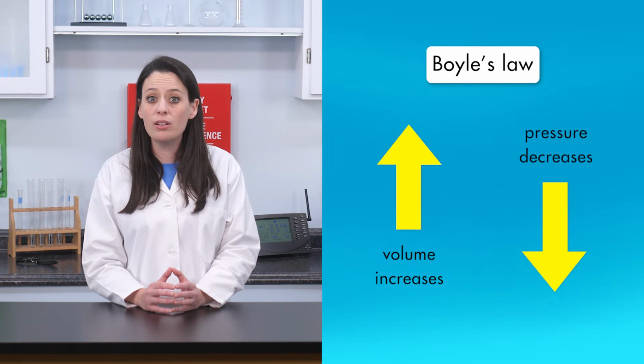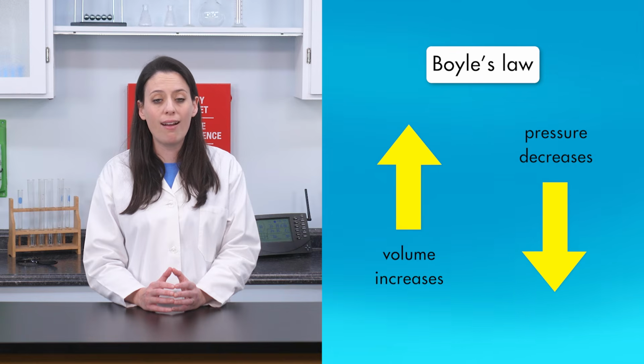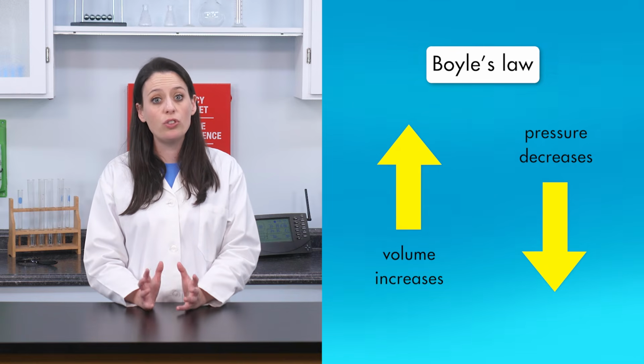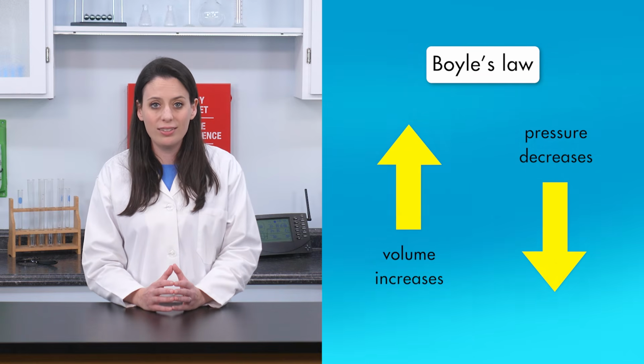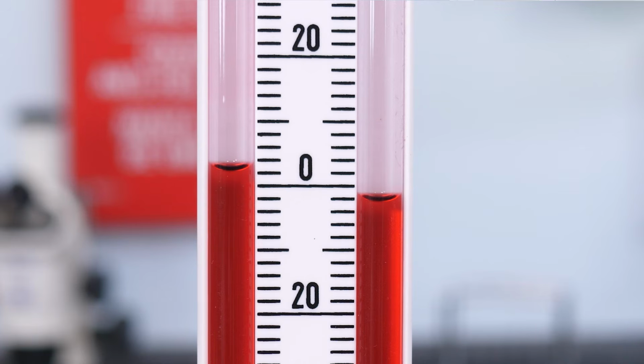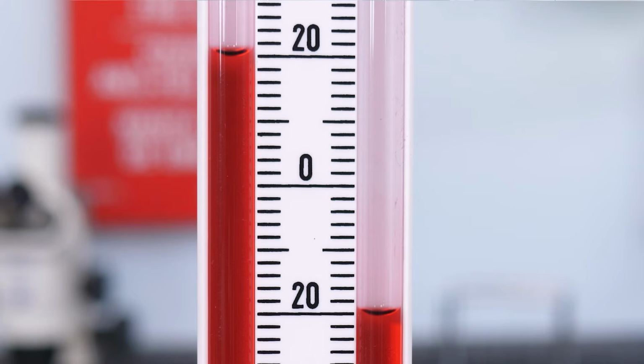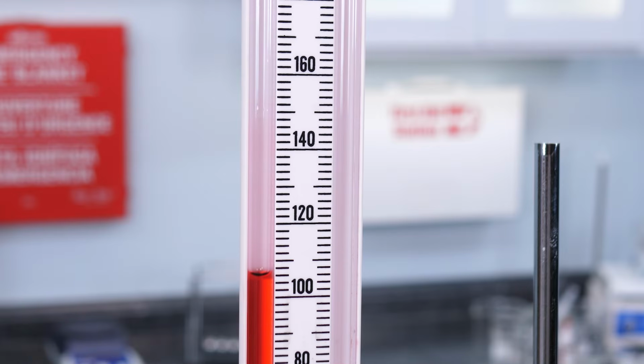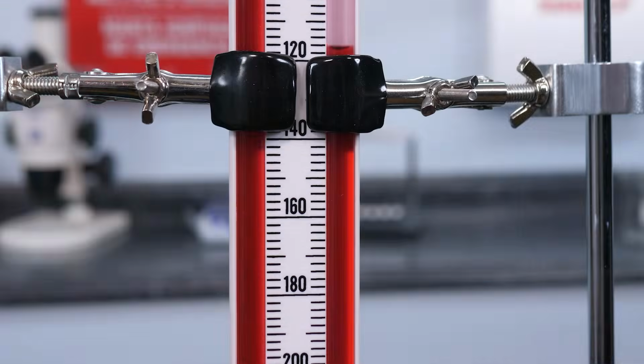Since the volume increased, what should happen to the pressure of the air on the left side of the manometer? According to Boyle's law, pressure and volume are inversely proportional. So, if the volume increases, the pressure should decrease proportionally. A decrease in pressure would cause a rise in the level of the fluid indicator on the left side of the manometer and a drop in the level on the right side. But was the decrease in pressure proportional to the increase in volume?